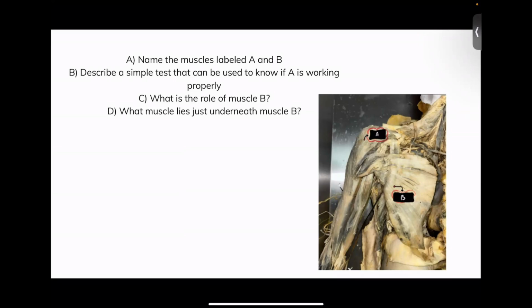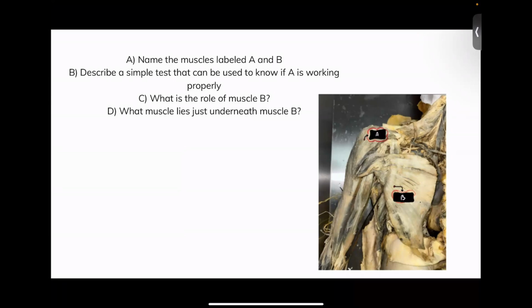Okay, so let's get into this question. Name the muscles labeled A and B. A would be the deltoid. I hope you got it right. And B would be the pectoralis major. Okay, pec major. Now, a test to know if A is working.